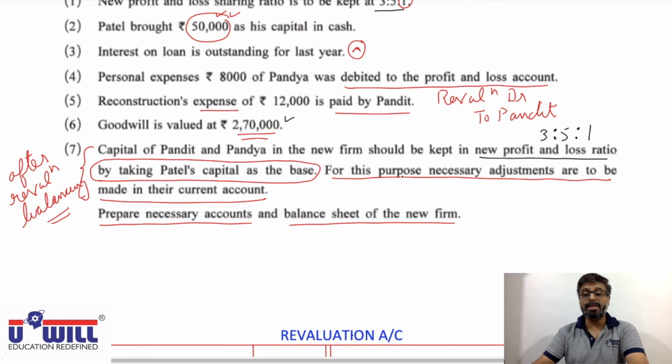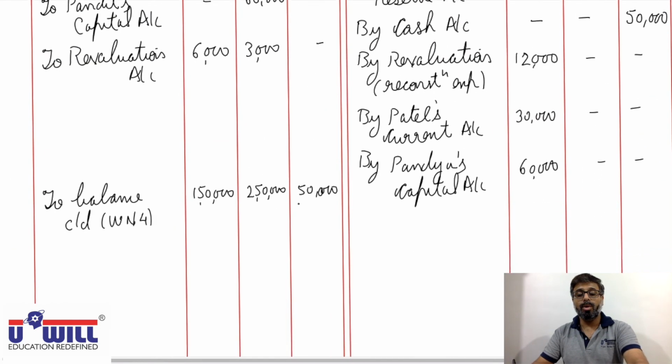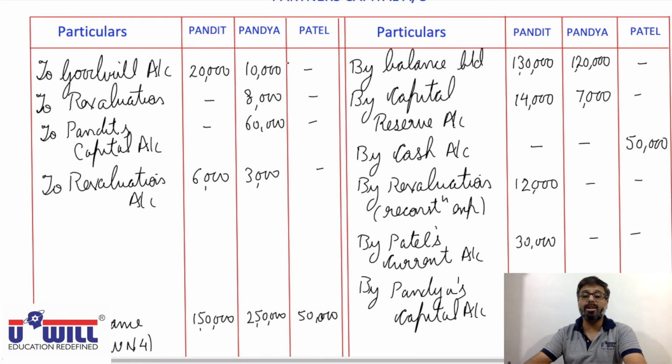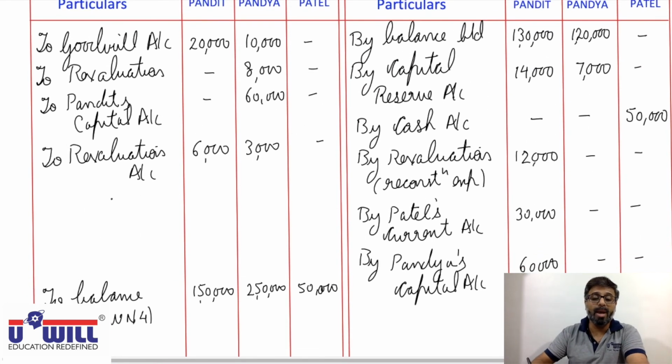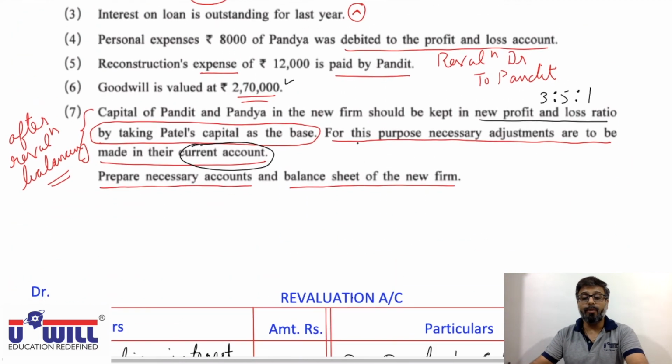For this purpose, necessary adjustments are to be made in their current account. So adjustment is to be made in the current account, which means in the partner's capital account, wherever the balance remains, debit or credit side, we will adjust that and transfer it to the current account. Here you can have a cash account also, a bank account also. In this question, they have mentioned that the necessary adjustment is to be made in their current account.